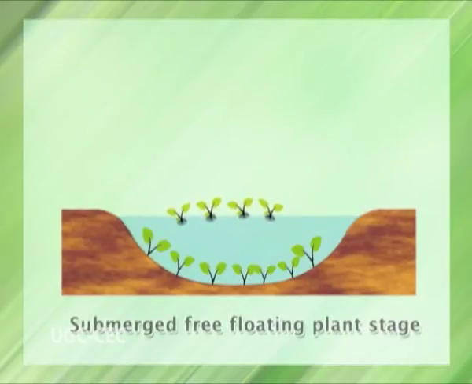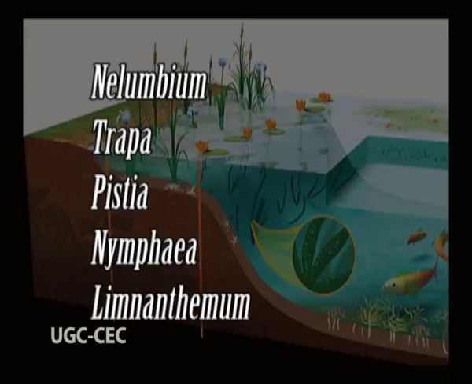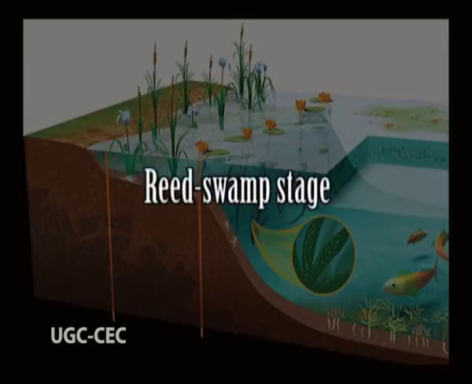The habitat becomes changed chemically as well as physically. The dead remains of plants are deposited at the bottom. Plants of this stage are Nelumbium, Trapa, Pistia, Nymphaea and Limnanthemum. These species increase their number due to high availability of nutrients, and gradually their dead parts fill up the pond ecosystem, resulting in the further build-up of the substratum. This stage is then followed by the reed swamp stage.